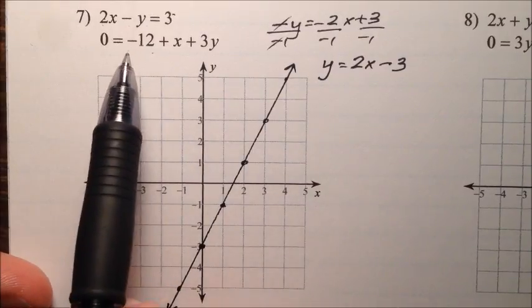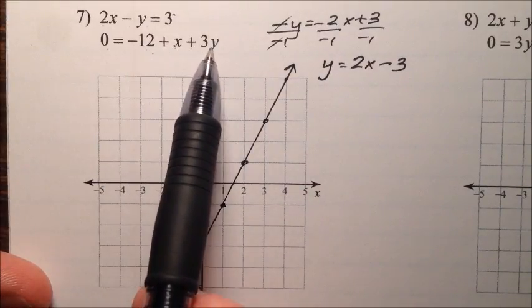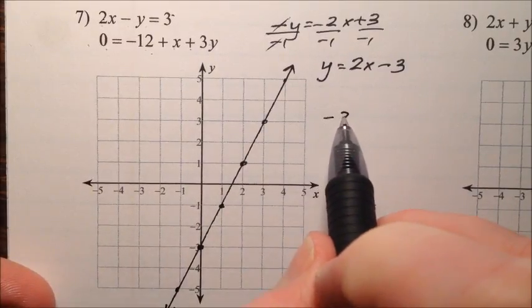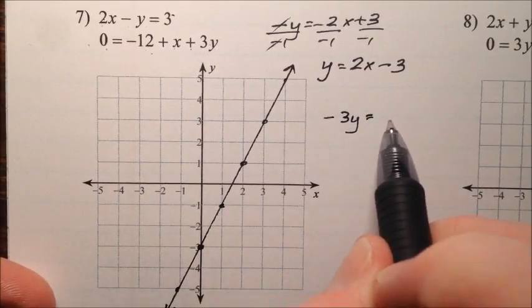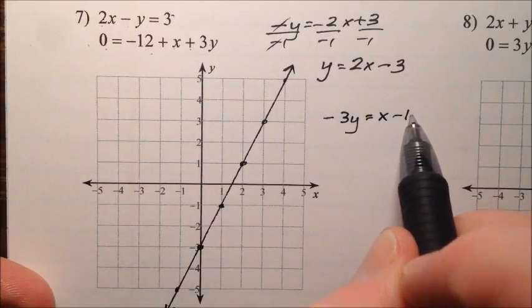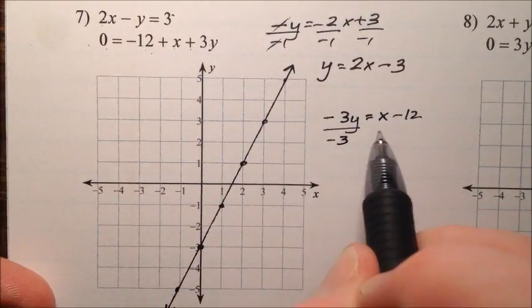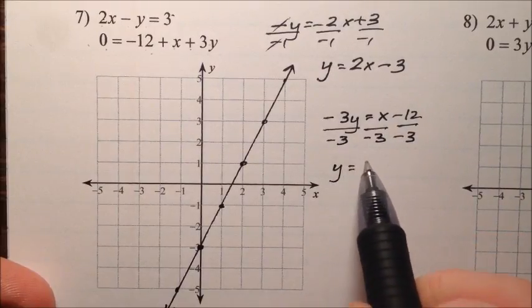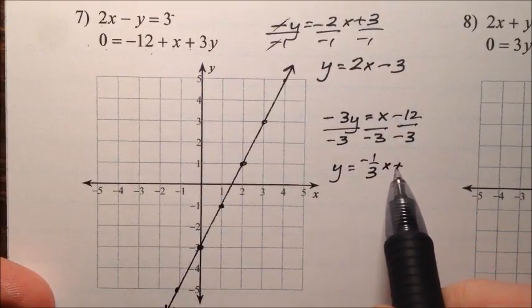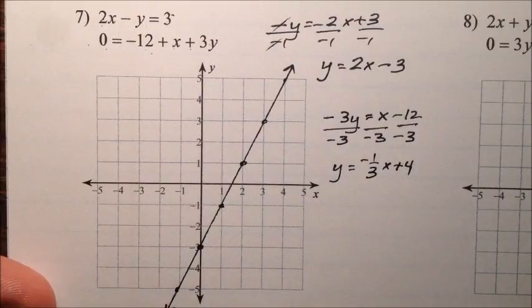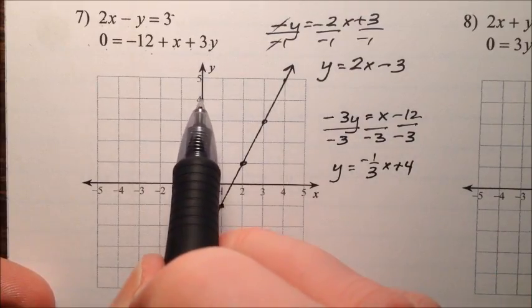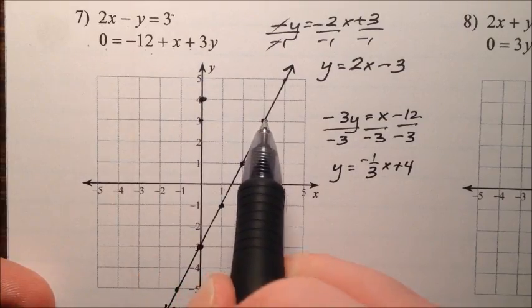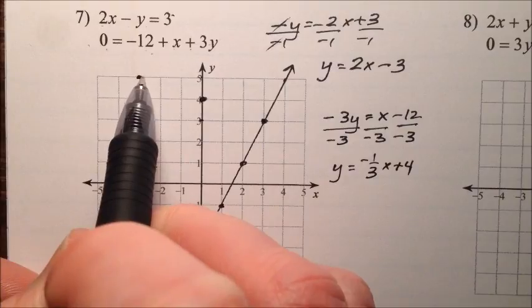And the other one is going to be this 0 equals negative 12 plus x plus 3y. So I'll just bring this 3y on the other side, make him negative 3y equals, and I'm going to switch the order there so it's x minus 12. And then everything gets divided by negative 3. So y equals negative 1/3 x plus 4. So I start up here at 4, and the slope is negative 1/3, so down 1 over 3. Or I can go up 1 and back 3.